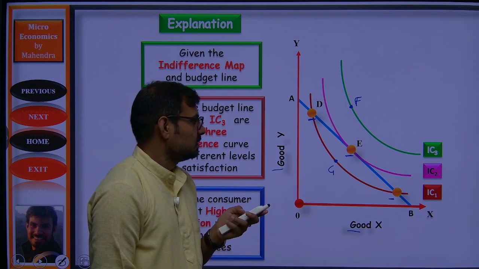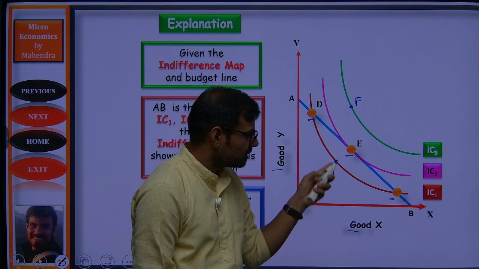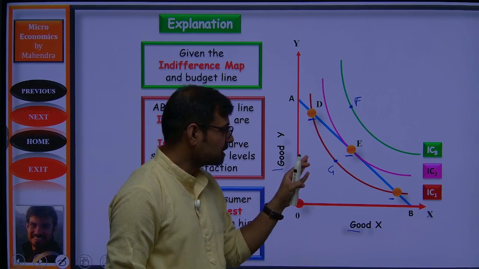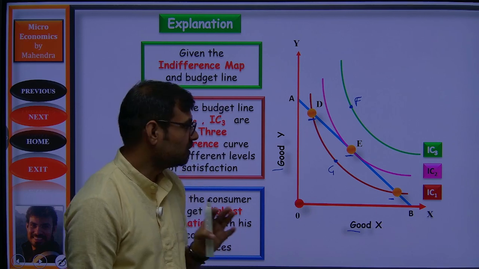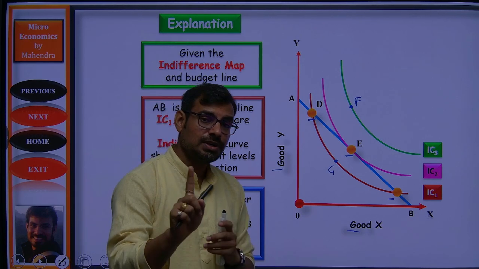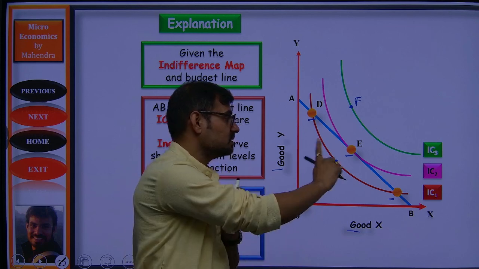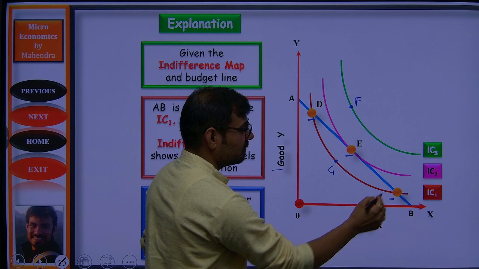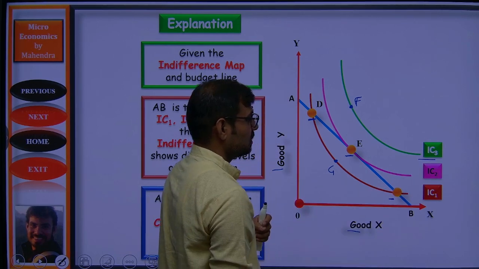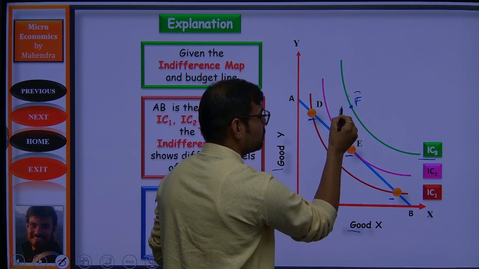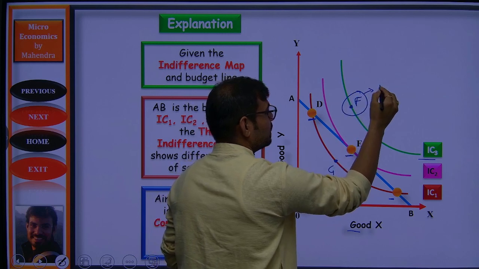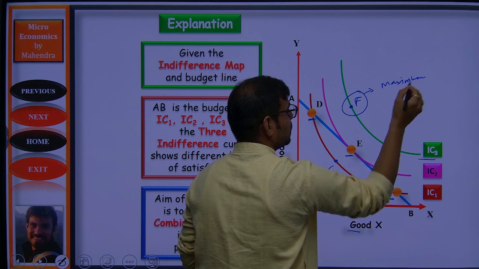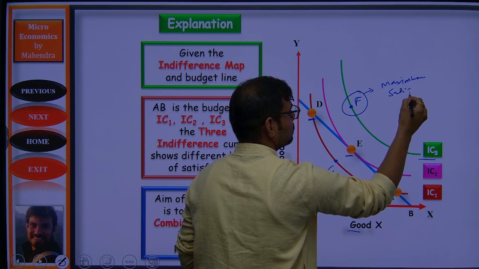If we look at these different combinations, my question to you is, at which point is the consumer getting maximum satisfaction? We have to identify this. One of the properties of indifference curve says a higher indifference curve shows a higher level of satisfaction. So which curve is higher here? The higher curve is, yes, IC3. On IC3 we have got a point F. So technically this point F should give us maximum satisfaction.